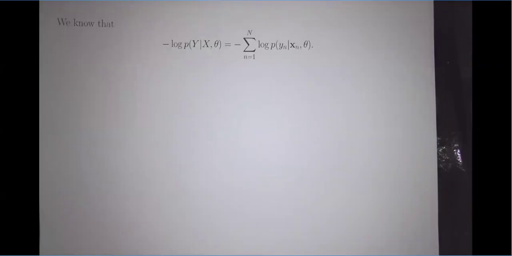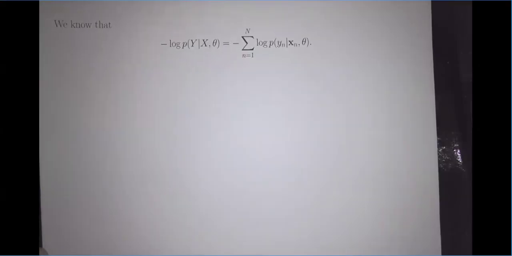Okay, for a linear regression question, this is a typical sort of statement that we might see. We want to prove that it's true. So let's talk about the probability of y given x and theta.